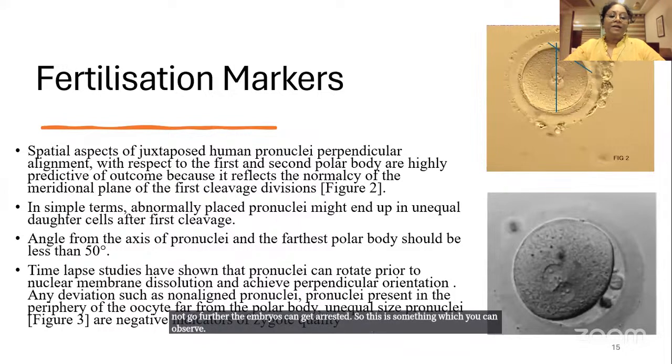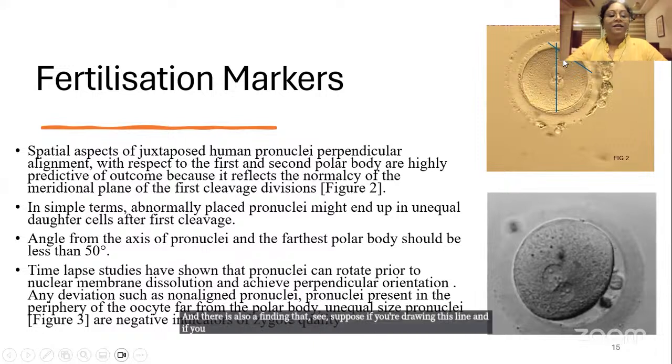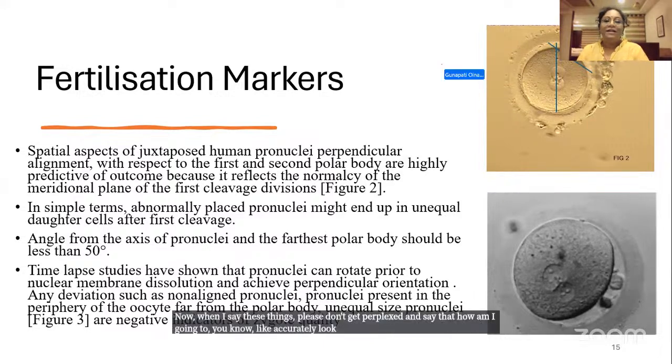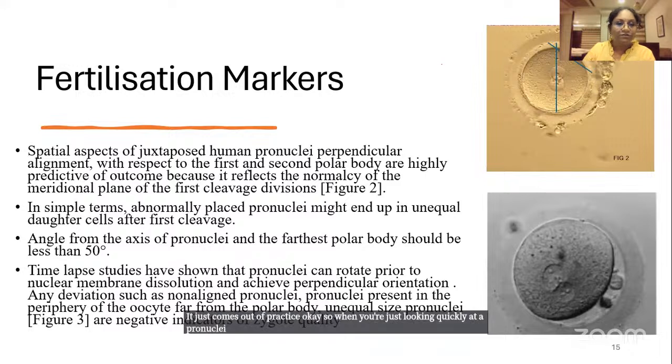So this is something which you can observe. There is also a finding that if you are drawing this line, the angle should be less than 50 degrees. When I say these things, please don't get perplexed and wonder how you are going to look at all of this accurately. It just comes out of practice. When you are looking quickly at a pronuclei, your mind draws a line. Your mind draws a line through the polar body also, and then you imagine what the angle should be.